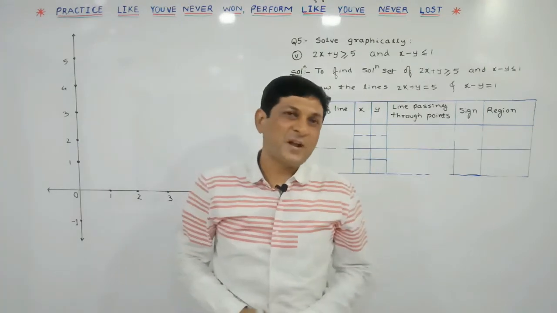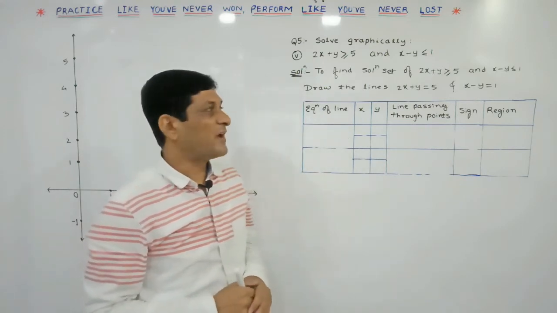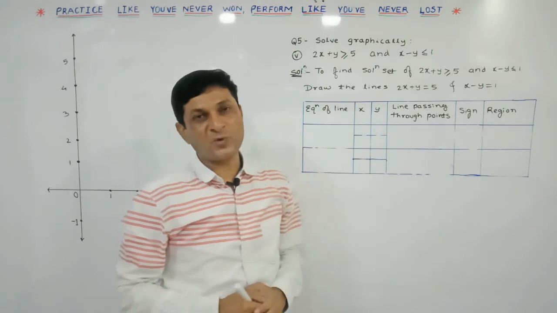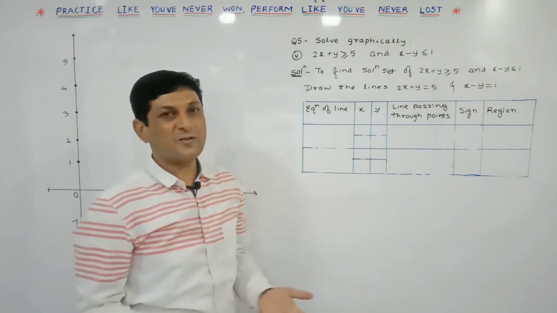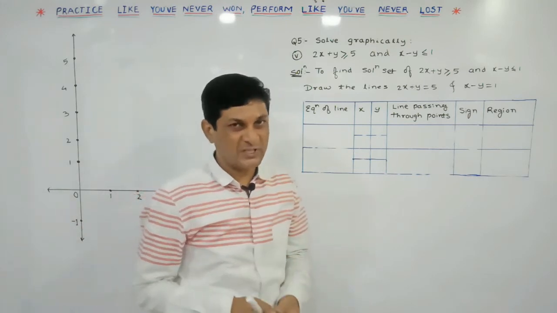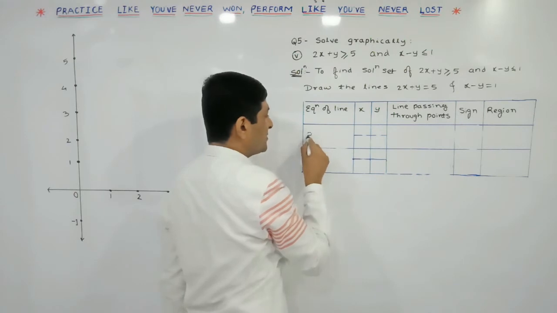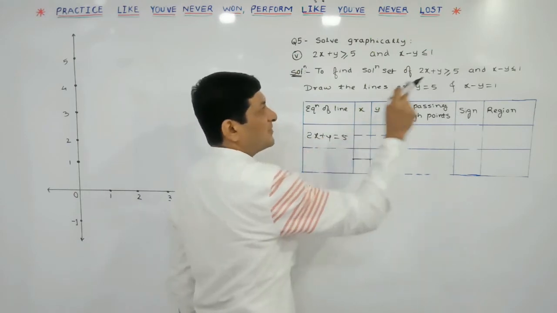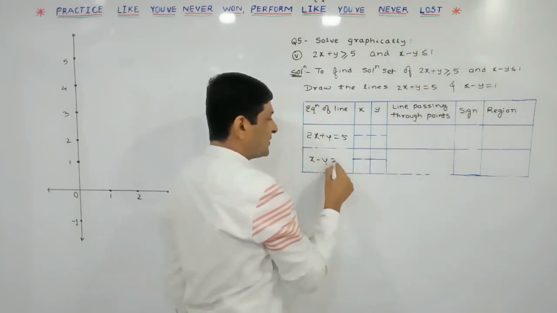So now let us try to solve the last example, number 5, from question number 5. In this case also two expressions are given to us and we have to solve these expressions, means we have to find the solution set, the set of all points which satisfy both expressions. So here from the first expression, what equation of line are we getting? 2x plus y is equal to 5, and from the second expression we will get which line? x minus y is equal to 1.